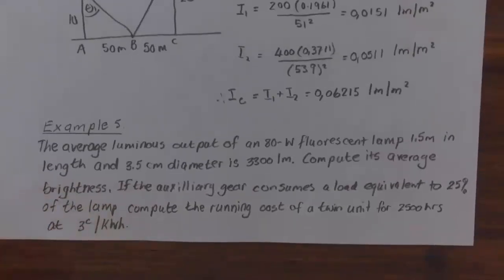Example 5. The average luminous output of an 80-watt fluorescent lamp, 1.5 meters in length and 3.5 centimeters in diameter, is 3,300 lumens. Compute its average brightness. If the auxiliary gear consumes a load equivalent to 25% of the lamp, compute the running cost of a twin unit for 2,500 hours at 3 cents per kilowatt hour.